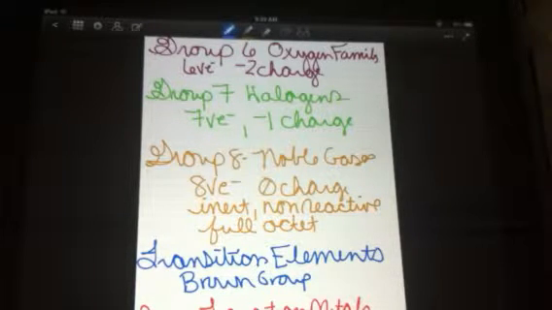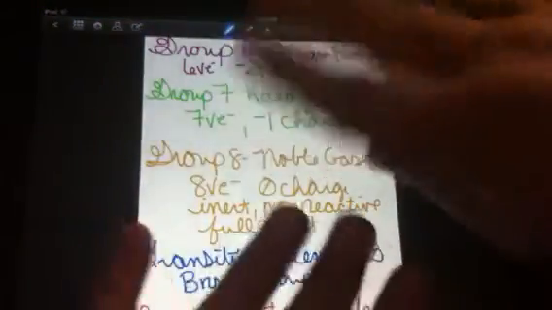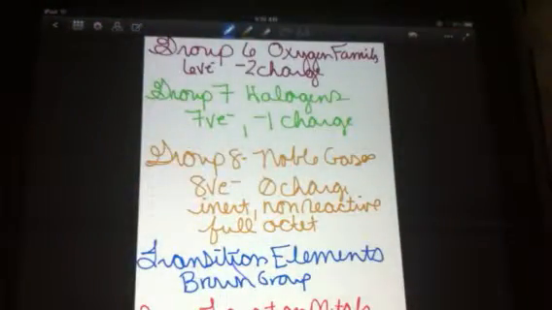Group 8 are called the noble gases. They have 8 valence electrons in the outside shell and a 0 charge. Some other vocab words you should know that associate with this group: they are inert, which means non-reactive, or a full octet. Remember, octet refers to 8 valence electrons. Helium is the only one that has 2 and has a full shell.